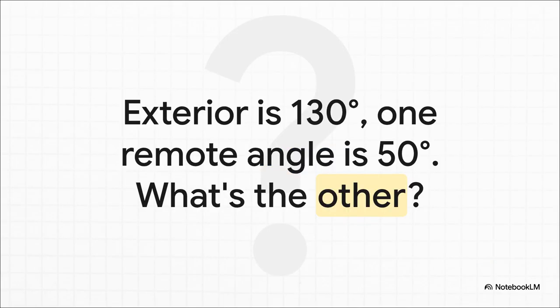So, let's finish off with a little challenge for you, a final brain teaser. Let's say you have an exterior angle that measures 130 degrees, and you know that one of its remote interior angles is 50 degrees. So, what's the measure of the other remote interior angle? Think about that last rule we just learned. The answer isn't a guess. It's a perfect calculation, all thanks to the simple, powerful geometry of the triangle.